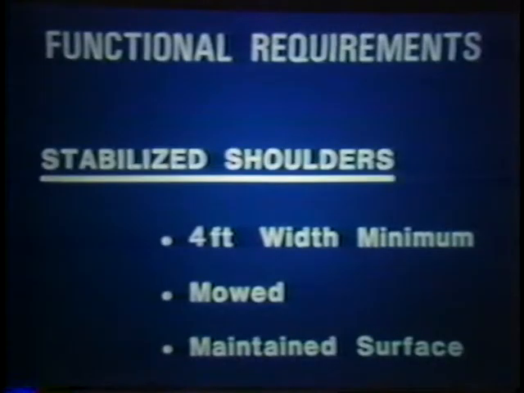For stabilized shoulders, the stabilized edge should extend outward at least 4 feet from the pavement edge to provide a stable surface for occasional wheel loads. When the stabilized shoulder is sod, it should be mowed regularly so that drivers recognize that it can be driven on in an emergency. When the stabilized shoulder is gravel, it should be compacted to reduce the possibility of loose gravel flying onto the travel lane and being thrown into windshields.